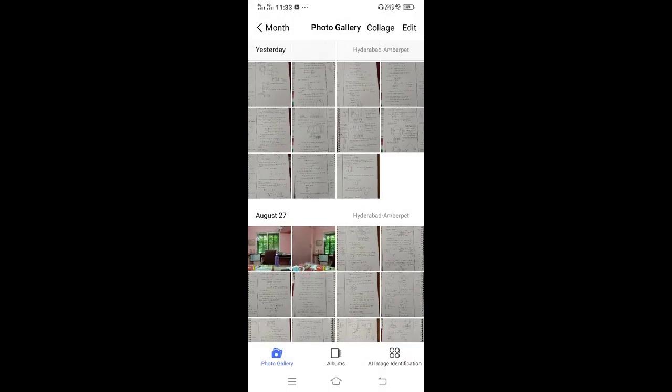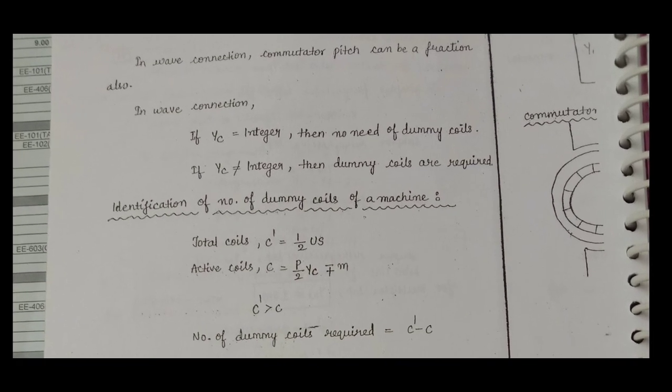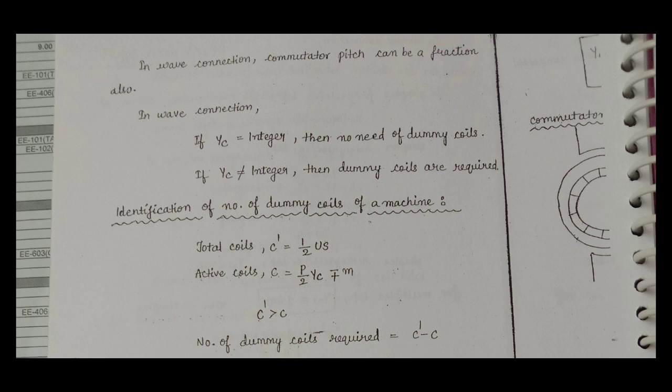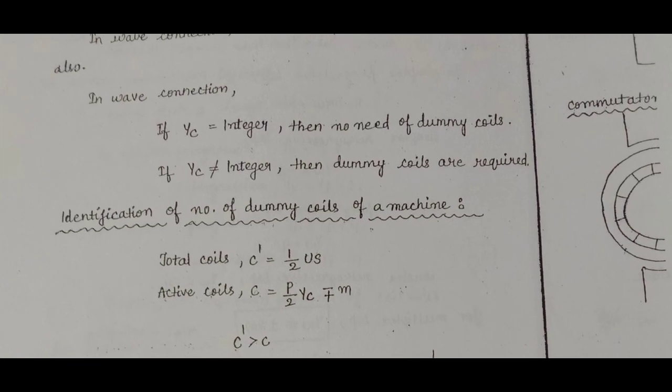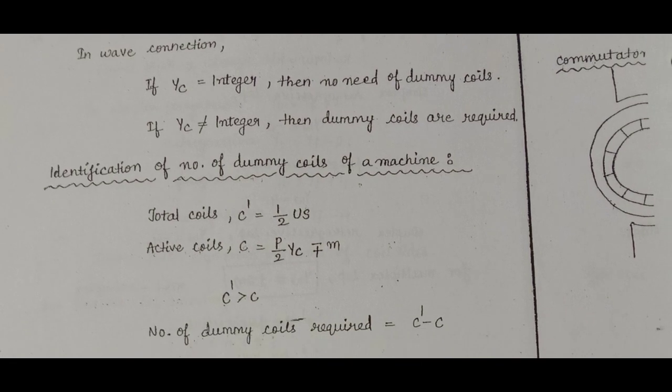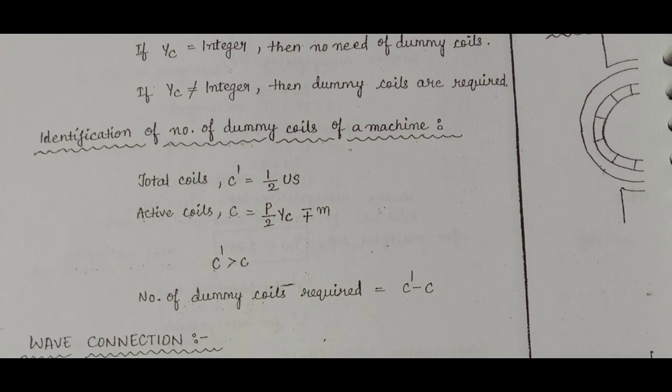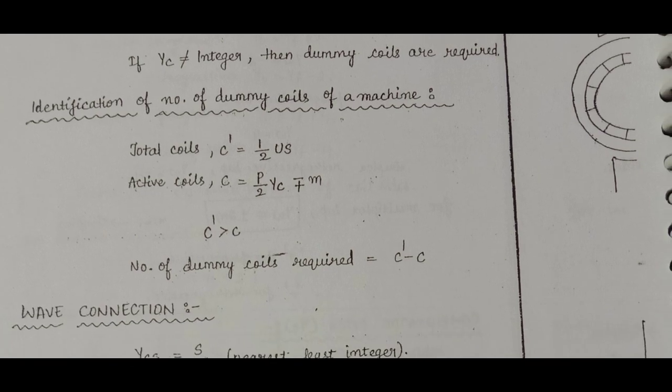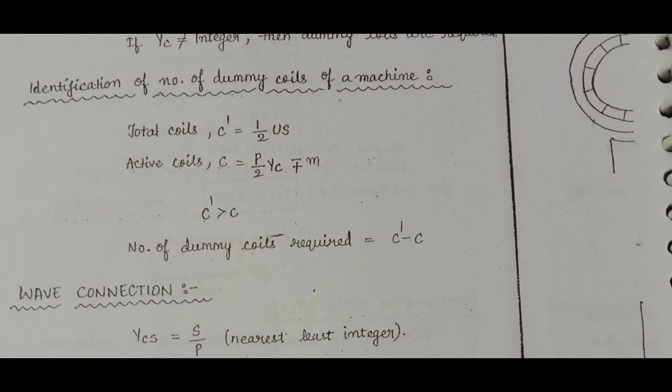In a wave connection, commutator pitch can be fractional also. In wave connection, if YC is an integer, then there is no need of dummy coils. If YC is not an integer, dummy coils are required. So these are the identification of the number of dummy coils of a machine.